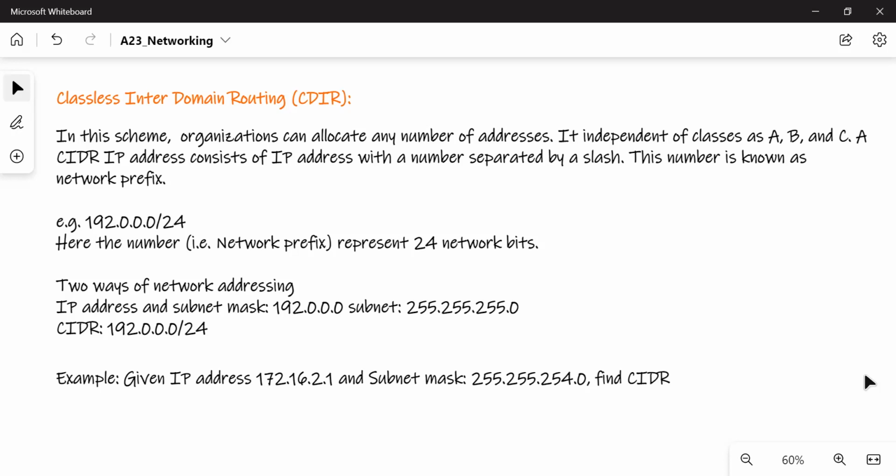For example, for the previous one, we can say 192.0.0.0 and subnet is 255.255.255.0. So the same one, if you're using CIDR, we can represent it as 192.0.0.0/24. So let's do a small exercise. Given 172.16.2.1 and subnet mask 255.255.255.0, let's find what the CIDR is.